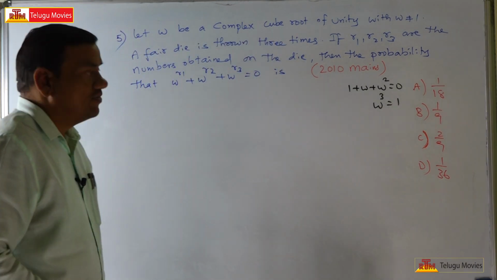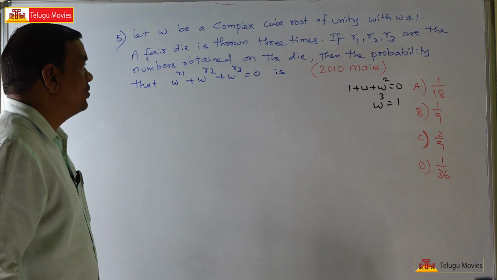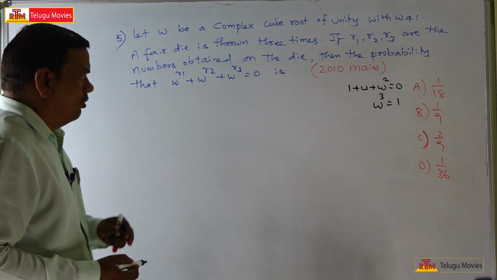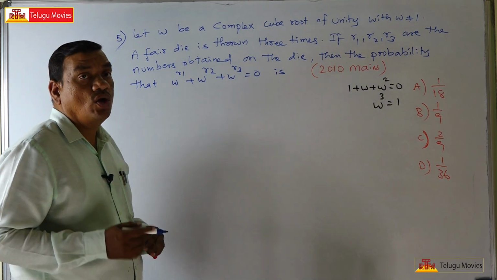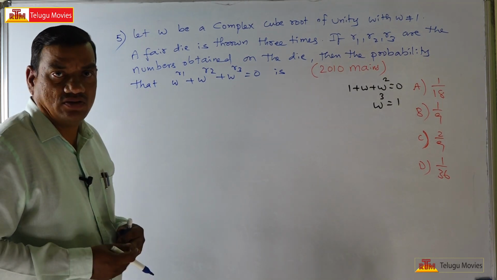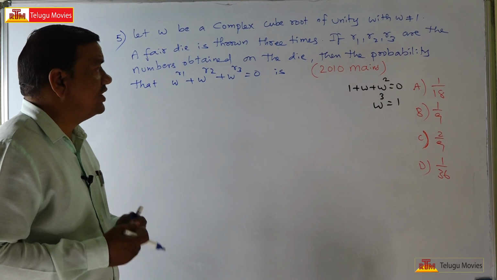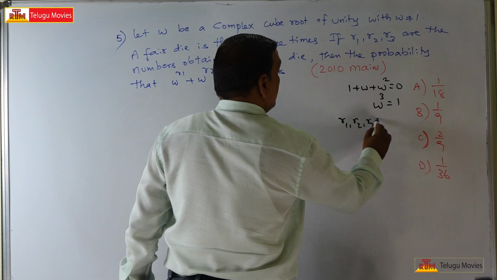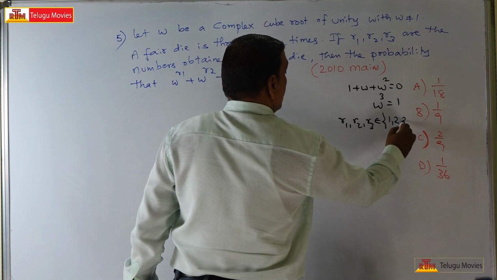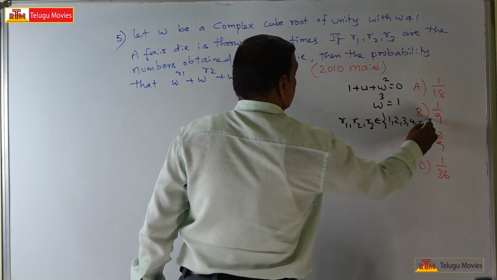So, that is the first result we immediately have to get. Here, what he is saying is that R1, R2, R3 are the numbers obtained on the die. One die is thrown 3 times. That means R1, R2, R3 belong to the set of numbers 1, 2, 3, 4, 5, 6.